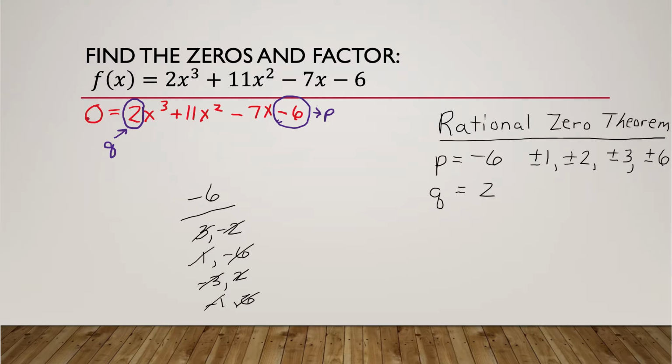Now I'm going to do the same thing for the Q value. All right, so how can I make a +2? I can multiply 1 times 2, or I can multiply -1 times -2. So again, I have both the positive and the -1, and I have the positive and the -2.